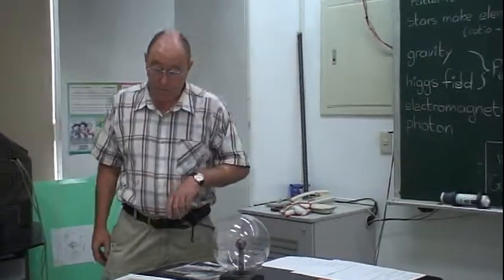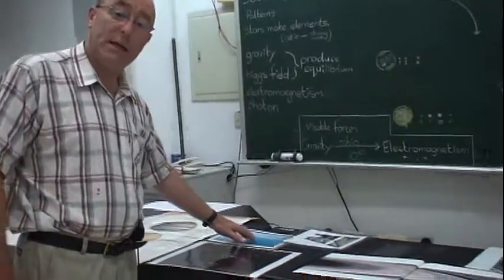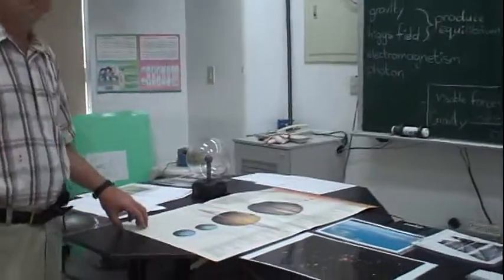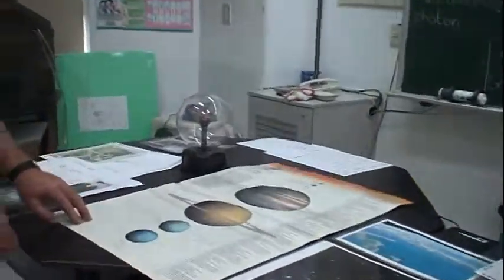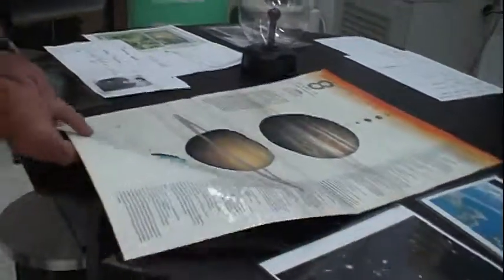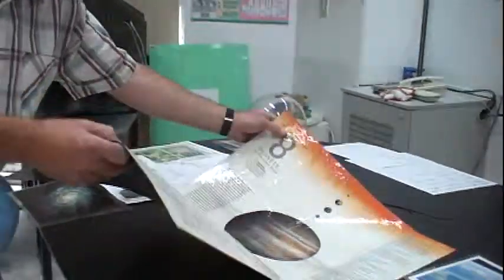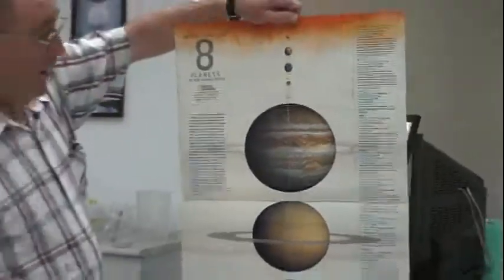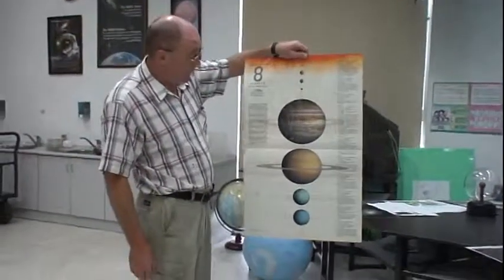Now, when you teach children about the solar system, if you don't teach them to look for the patterns, you're not teaching science. You're just telling them names. Well, that's not science, it's just nonsense. If I look at this, I start to see some patterns.